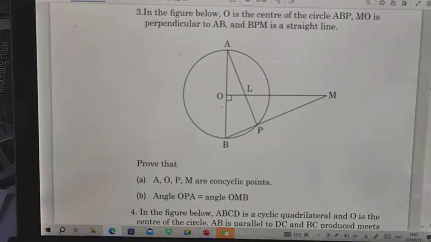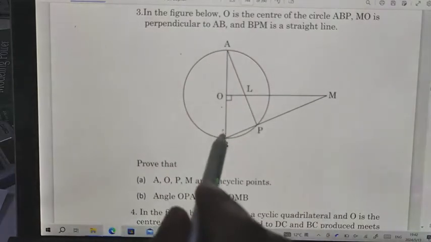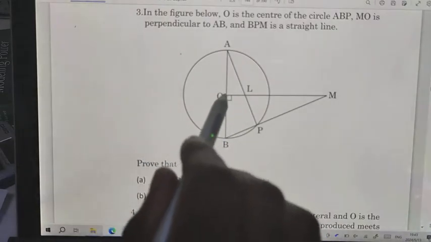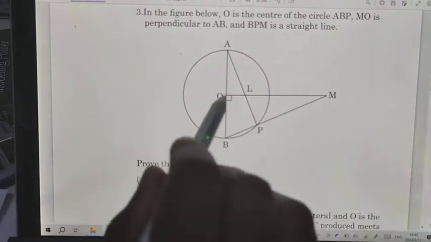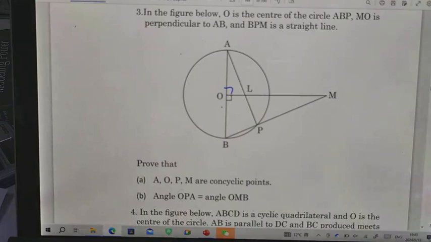But here you have to understand that they have given you this one as the diameter, but from that center to the point M, that one is 90 degrees. Okay, yeah, that one is 90 degrees. So let's start by doing this.